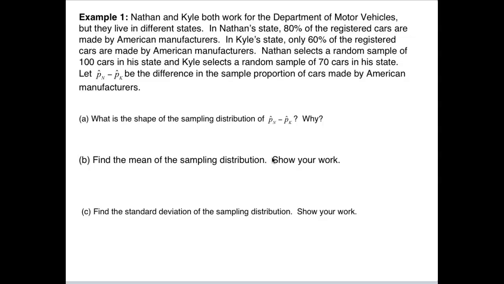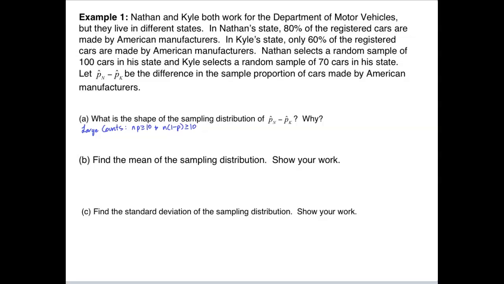So for shape, we always go to what's called the large counts condition. And remember, that's just N times P is greater than or equal to 10, and N times 1 minus P has to be greater than or equal to 10. But we have to do that now for both samples. All right, so let's start with Nathan.